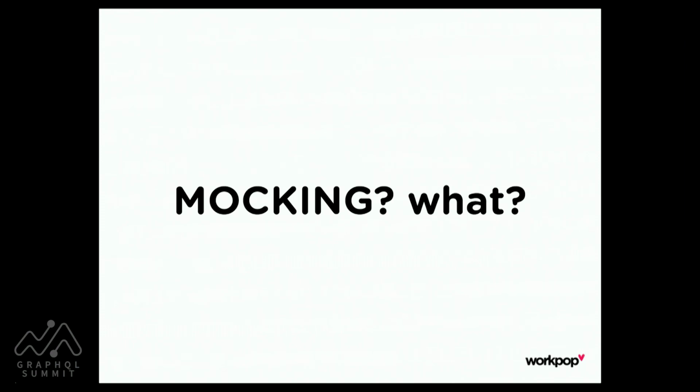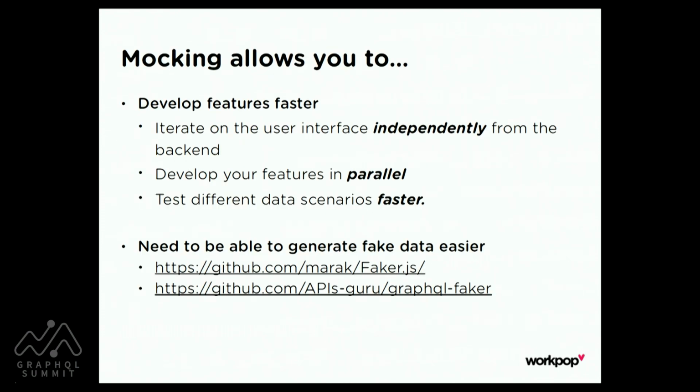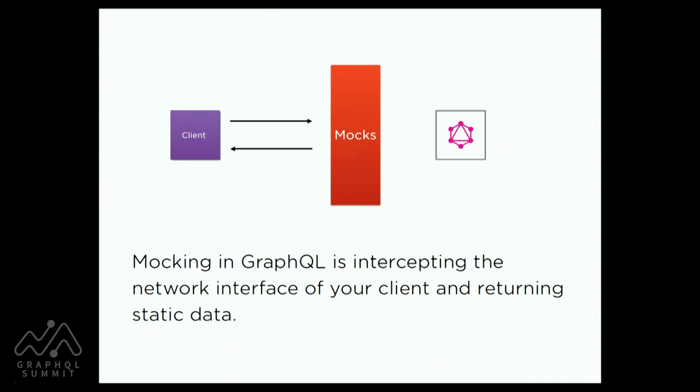So what is mocking? What does mocking allow you to do? It allows you to develop features faster. You can iterate on your user interface independently from the back end. You can develop features in parallel, so 2 teams can work on the same thing at the same time. And for this to really work successfully, you need to be able to generate fake data. So I put 2 links here. If you want to use an actual fake proxy, the guys from APIs Guru, they have a GraphQL Faker. And if you want to just get a JavaScript library that generates fake data, you can use faker.js.